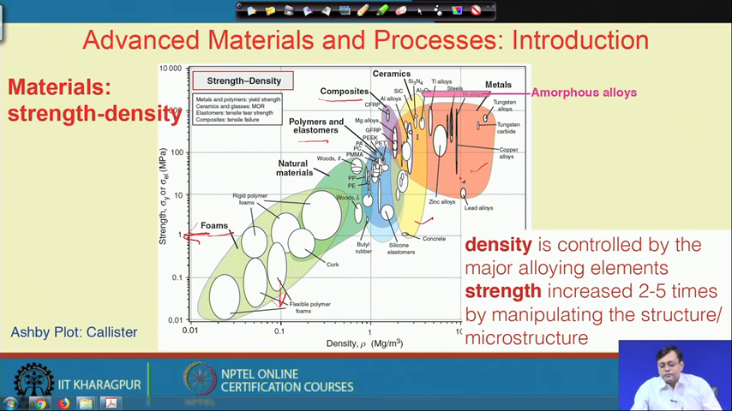So, the density is mostly controlled by the major alloying elements in the case of a metal. However, the strength can be increased almost 2 to 5 times if we can manipulate the structure. And this is a very, very important aspect of developing next generation materials. So, this is a typical Ashby plot taken from Callister's book.